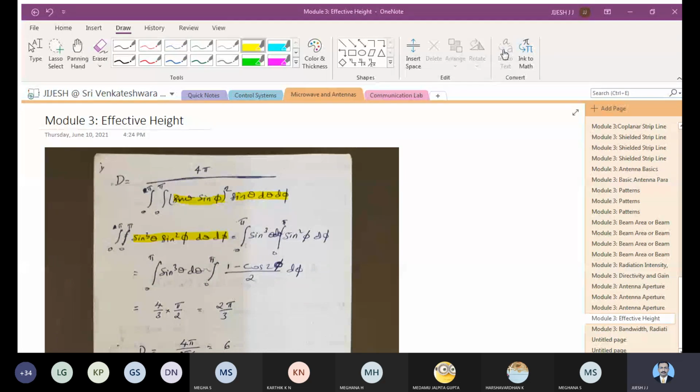So you can solve that problem. Can you see the document there? Yes, sir. Okay.